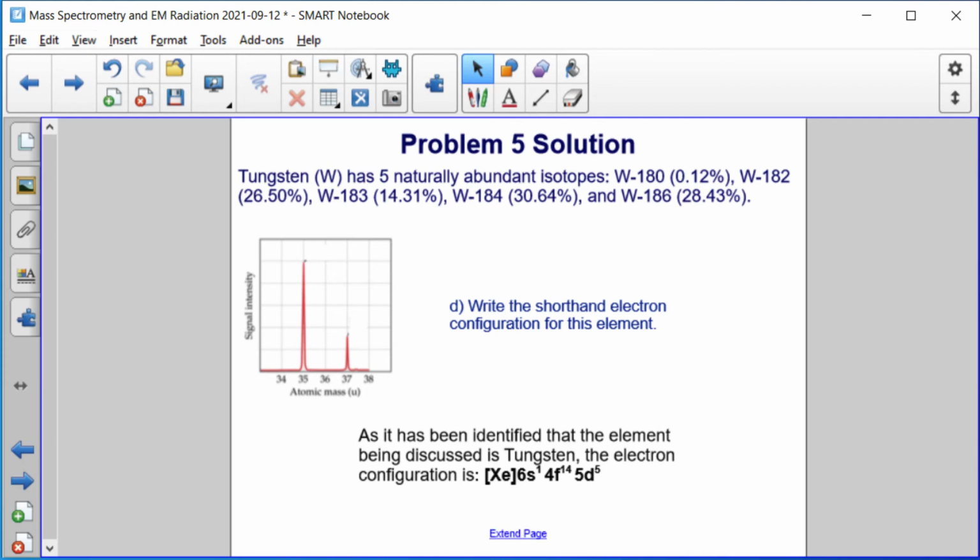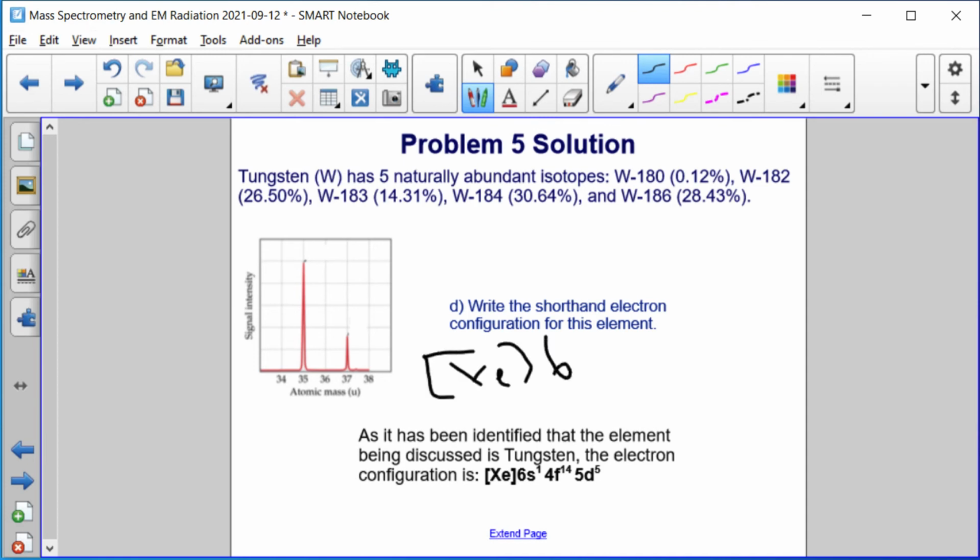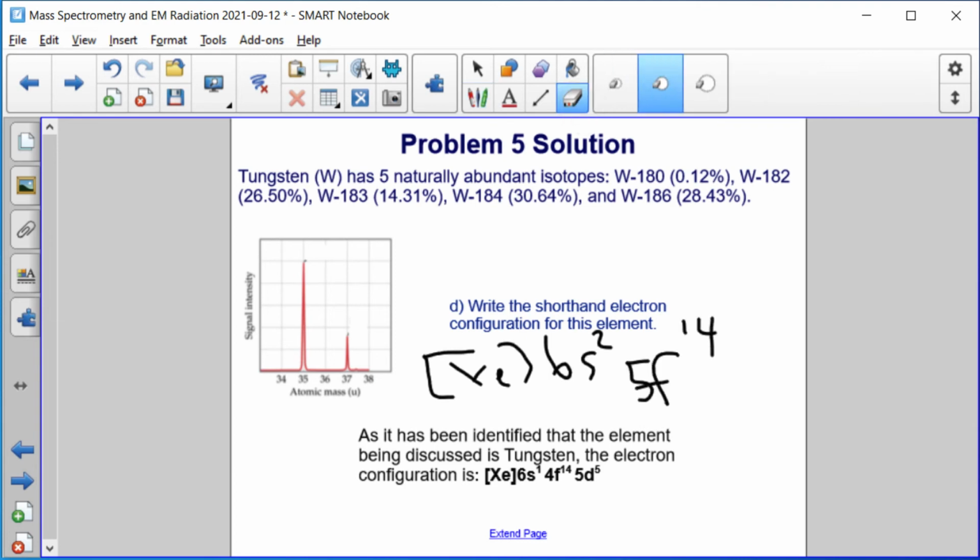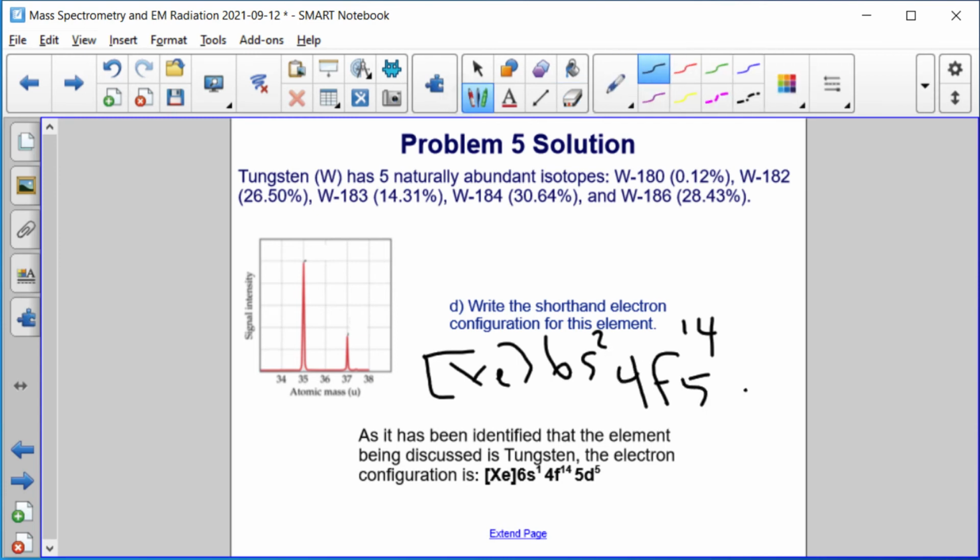Your initial instinct might have been to write xenon 6s2, 4f14, 5d4, right? Why isn't that correct?